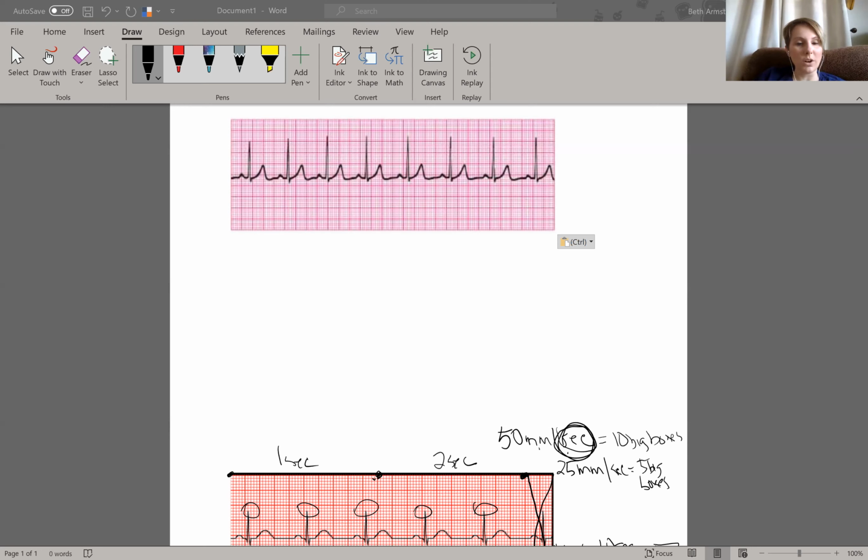If you work in cardiology and stuff like that, they will have additional things for you to be able to do, like reading all different types of things and changing speeds and all of that.